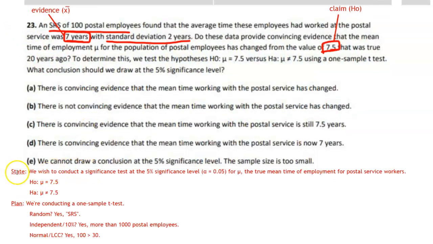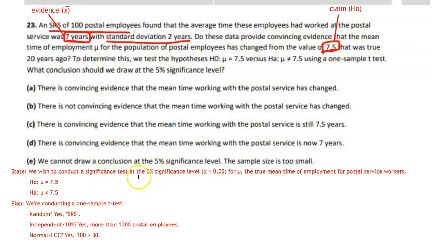Here are the first two steps of the significance test. We've stated that our null hypothesis is 7.5. That's from the claim. And the alternative hypothesis is that mu is not equal to 7.5. I'm using not equal because it says the mean has changed. It already tells us this, but it's nice to know that we're able to figure it out just from the text of the problem. And then in the plan, we're telling the folks that we're using a one sample t-test.